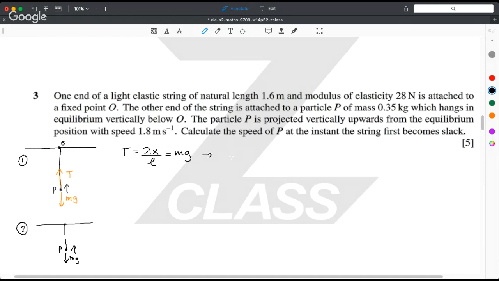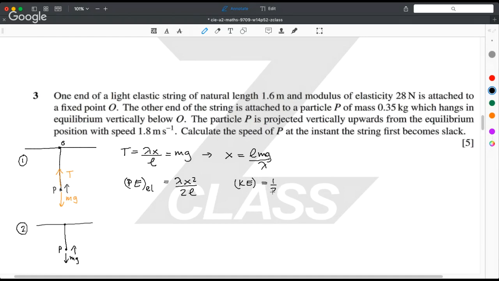So therefore we can solve that. This gives us that x, so the amount that the string has been stretched, x is equal to Lmg on lambda. We have all of these quantities. We have L, we have m, we have g, we have lambda. And we know that therefore the elastic potential energy stored in the string is, from the formula booklet again, lambda x squared over 2L, which we have. We worked out what x was, and we have the others. And we know that we've given it this kick of kinetic energy.